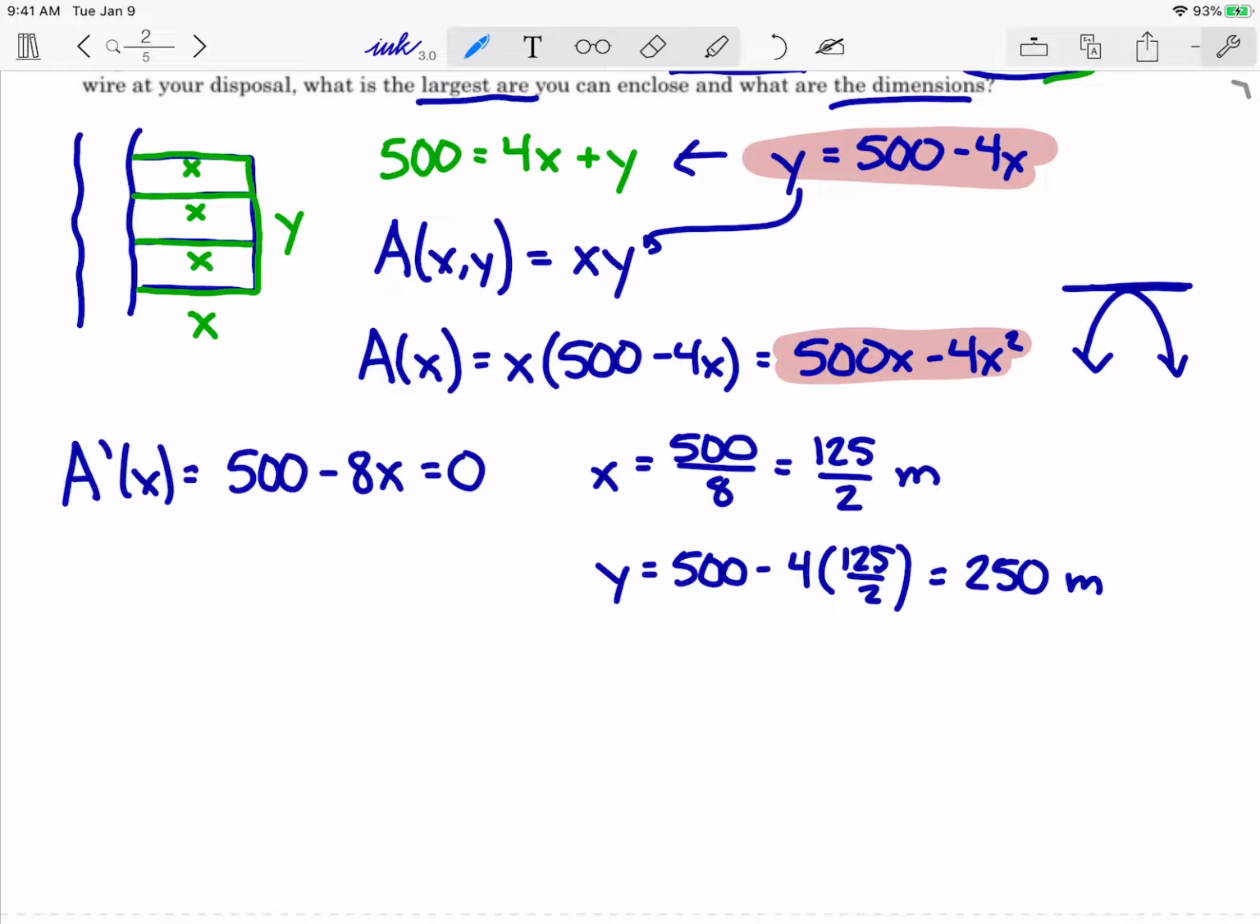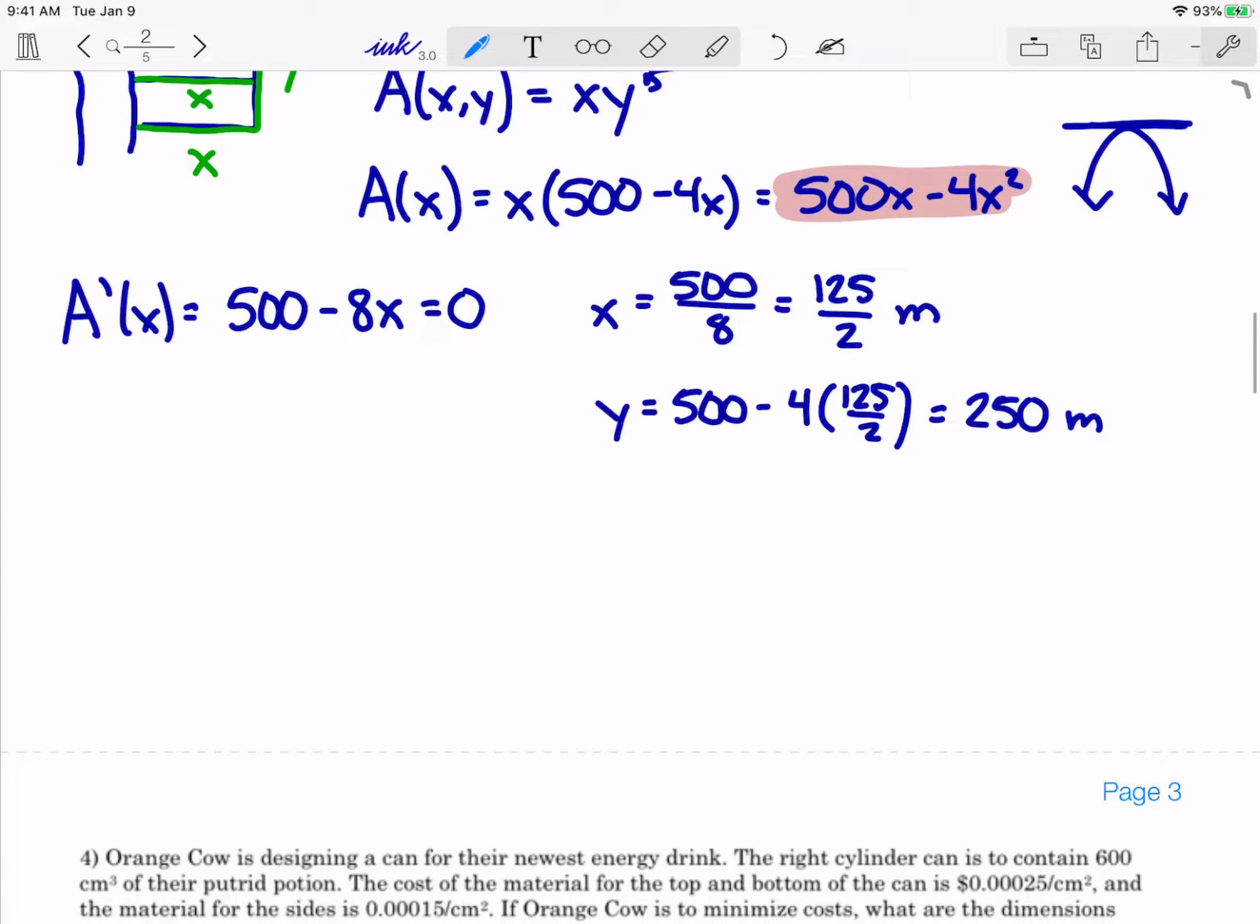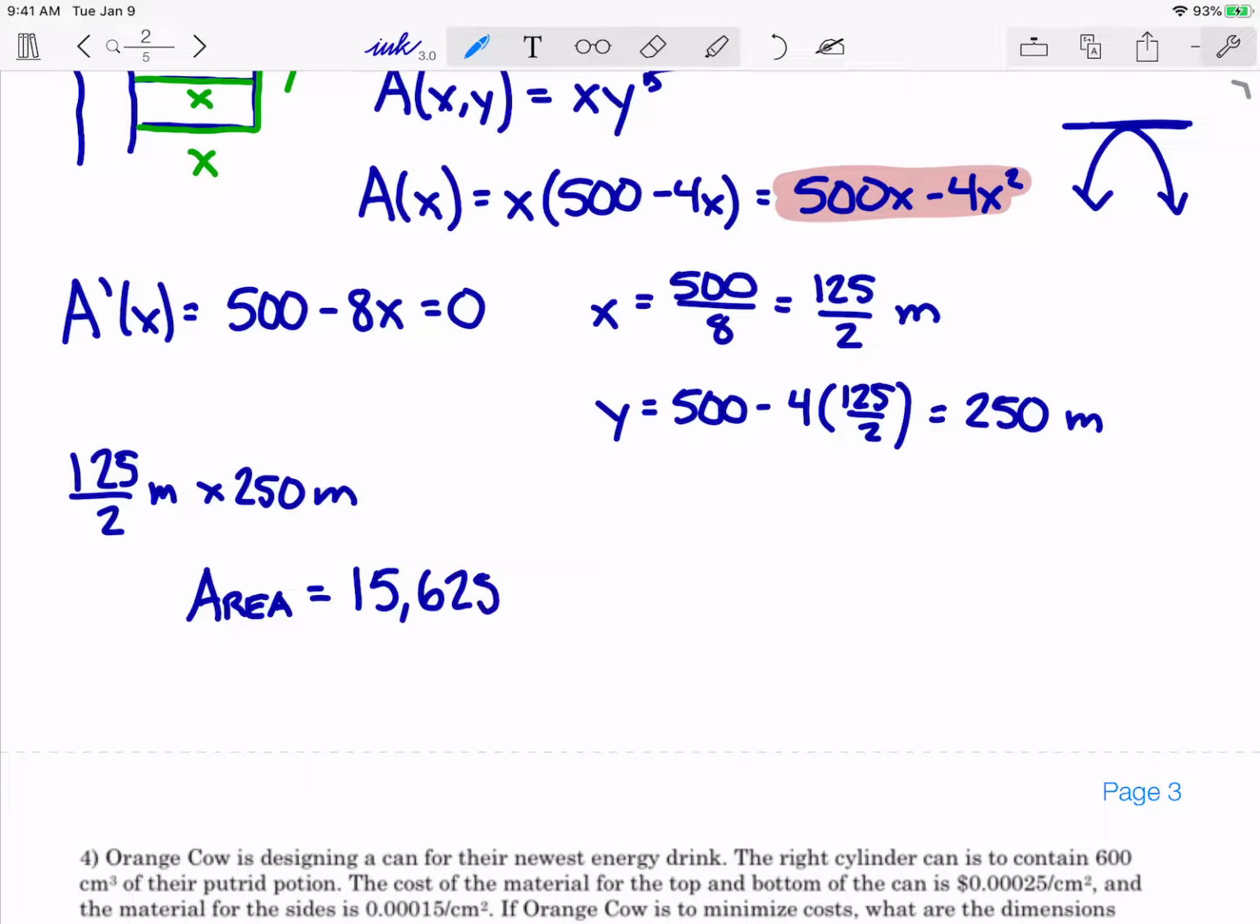So it asks for the largest area and the dimensions. So my dimensions are simply 125 over 2, or 62.5 meters by 250 meters. And if I multiply those together, I get an area of 15,625 meters squared. So that's the same as 5 to the 6th, or 125 squared.